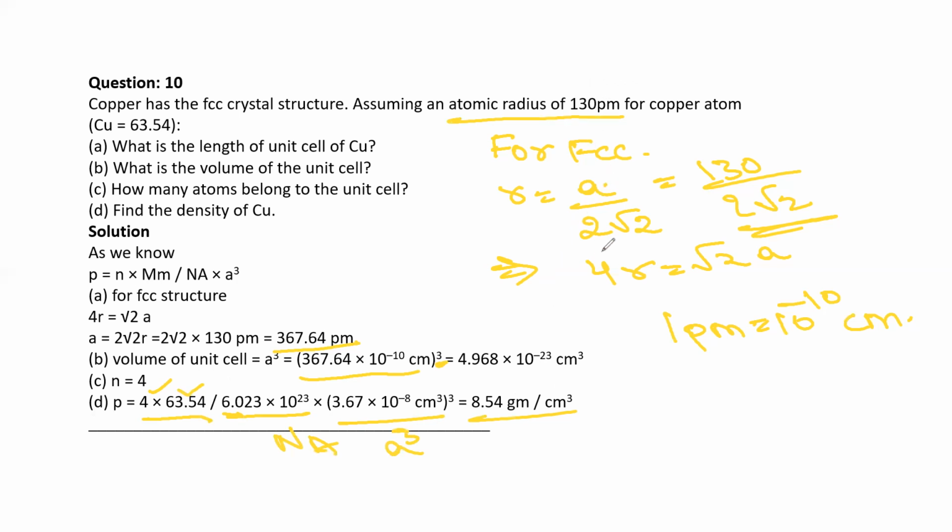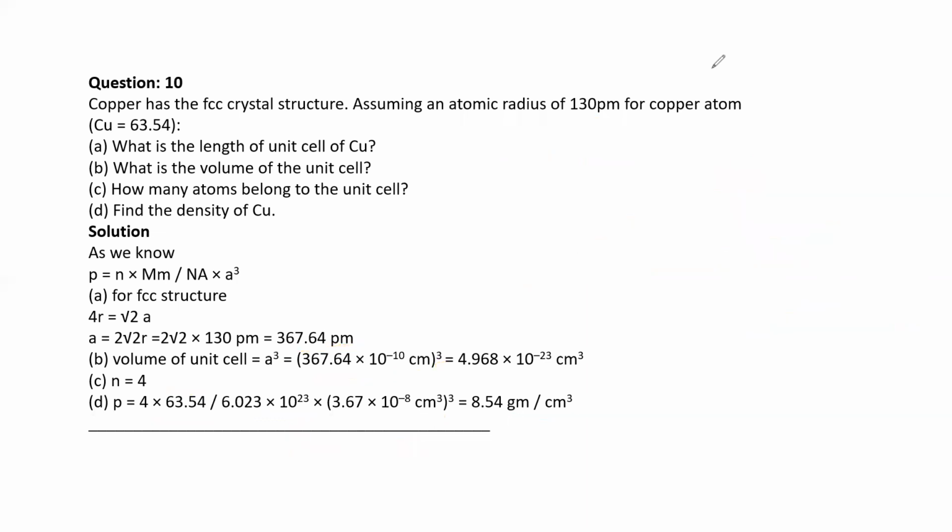So root 2 a is equal to 4r. We have to see a is equal to 4r by root 2. If you cancel it, you'll get 2 root 2 r. So the answer will be 367.64 picometers, because they have given the atomic radius. From the atomic radius, we have to find the edge length, that is the length of the unit cell. And second one, the volume of the unit cell.